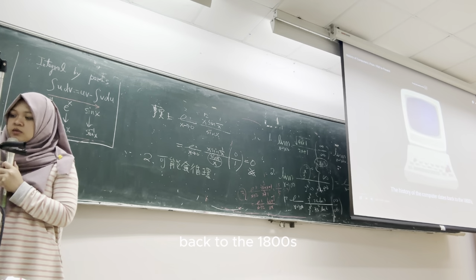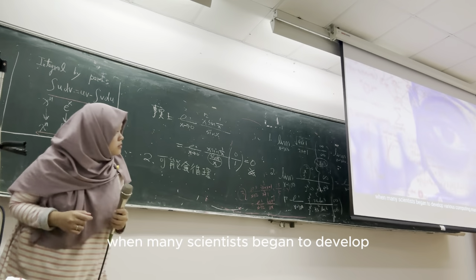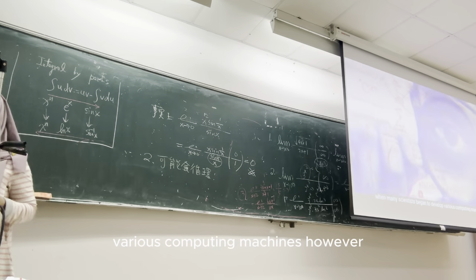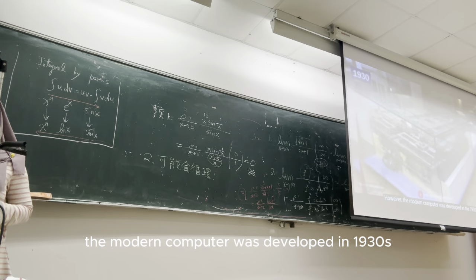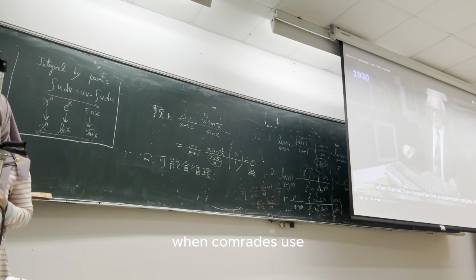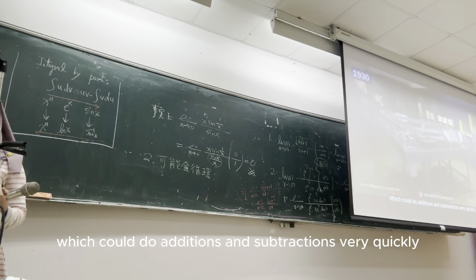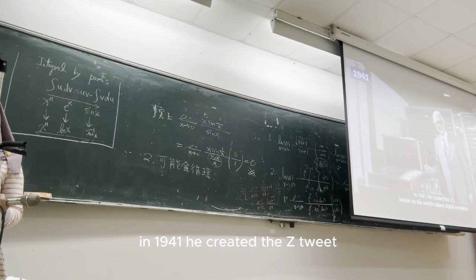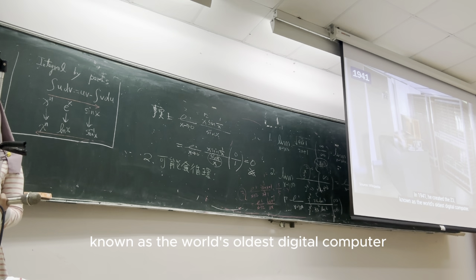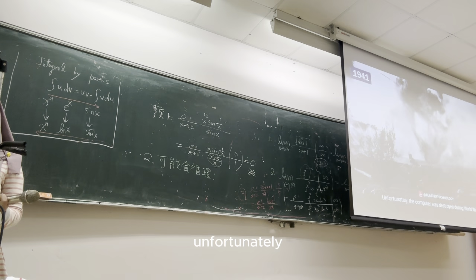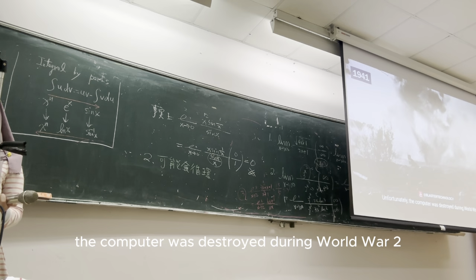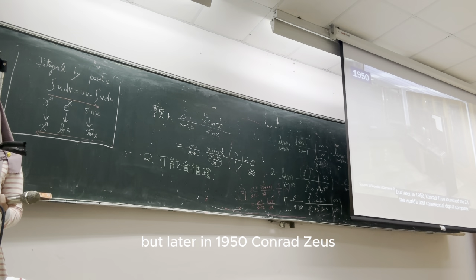Back to the 1800s, when many scientists began to develop various computing machines. However, the modern computer was developed in the 1930s, when Konrad Zuse created the first programmable computer, the Z1, which could do additions and subtractions very quickly. In 1941, he created the Z3, known as the world's oldest digital computer. Unfortunately, the computer was destroyed during World War II, but later in 1950, Konrad Zuse used the Z4, the world's first commercial digital computer.